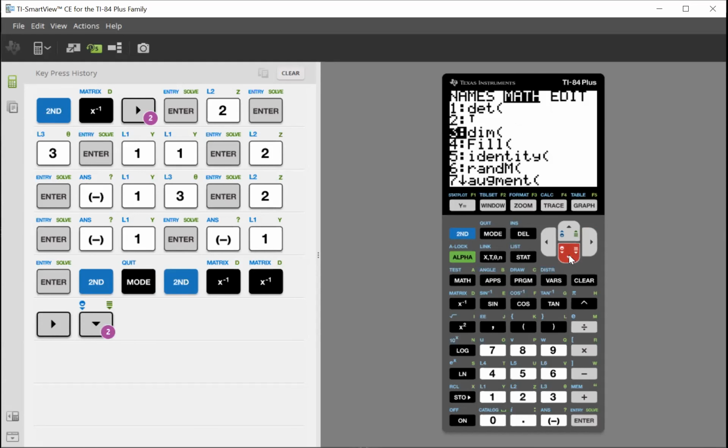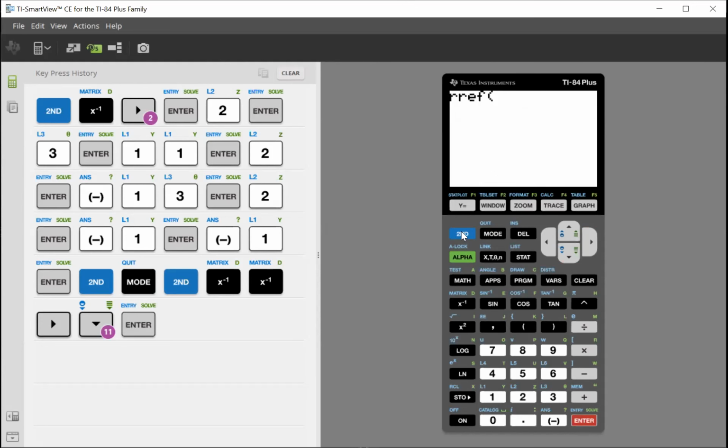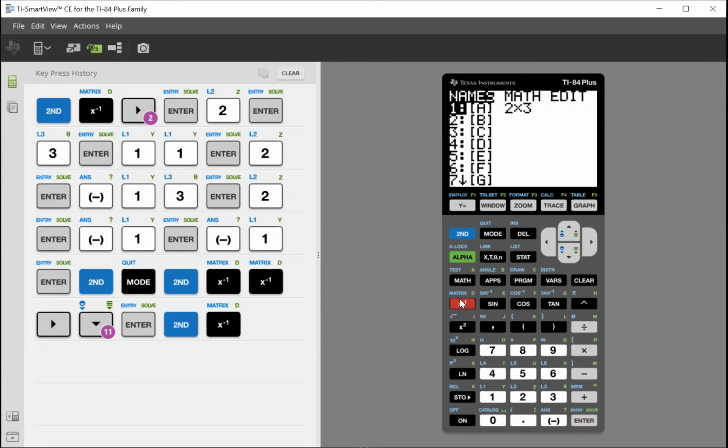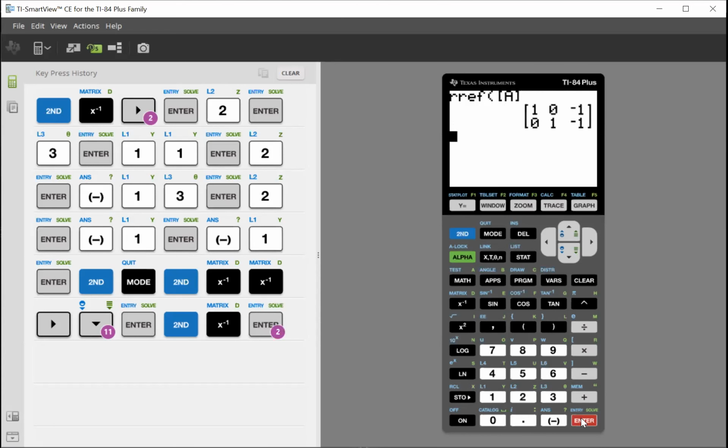Let's go down to RREF. Because you got what? Negative 1, negative 1. That sounds funny, don't it? All right, go back to second x negative 1, get the matrix, which was A, hit enter. There you go. Negative 1 in the right corner is my x, negative 1. In the bottom is my y. Good job. Now remember, put these in parentheses when you put these in MATLAB, okay?